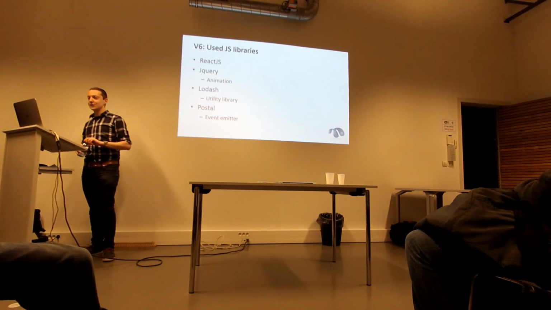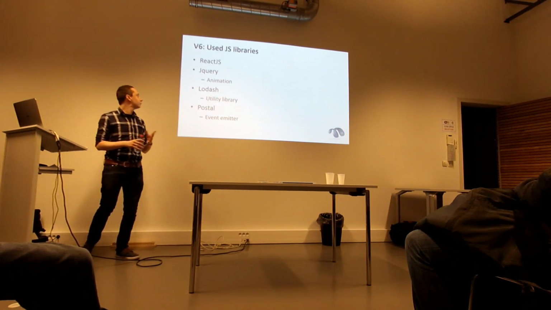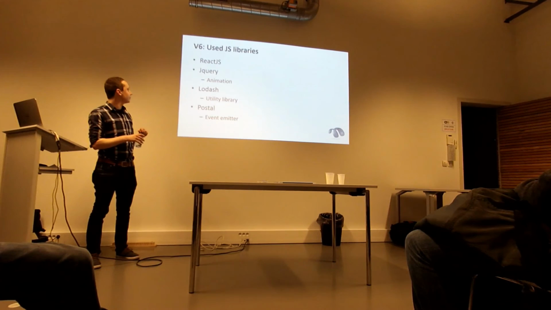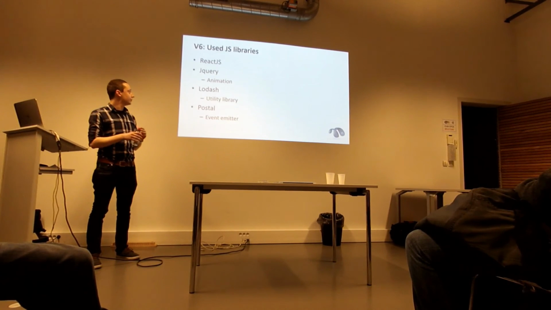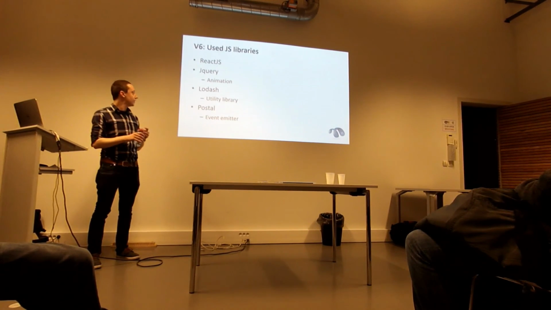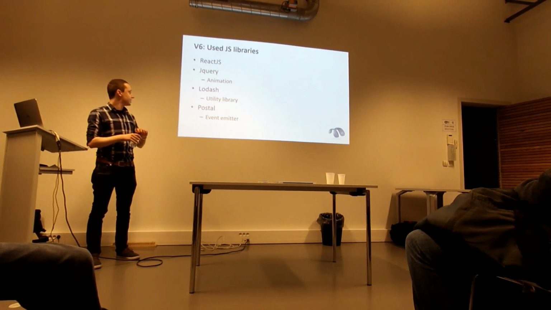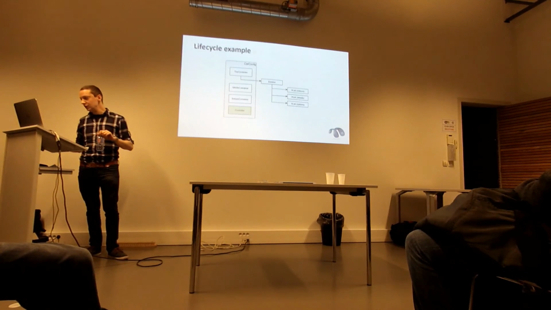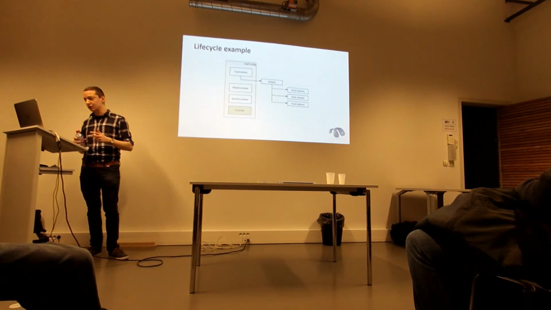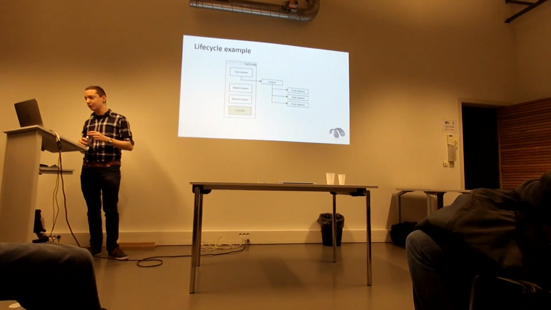So then in the V6 we used mostly these libraries. We use ReactJS of course for our components and the interface design. Then we use jQuery for animation and smaller DOM manipulation. We use Lodash as a utility library and Postal as an event emitter. I'm quickly going to dive into the code and give you a lifecycle example.